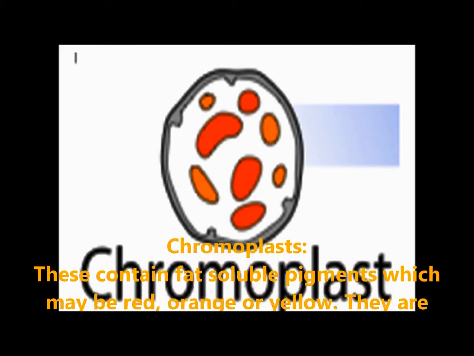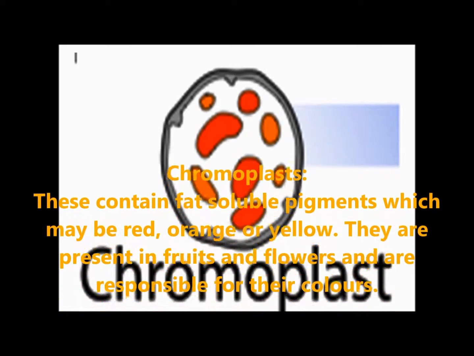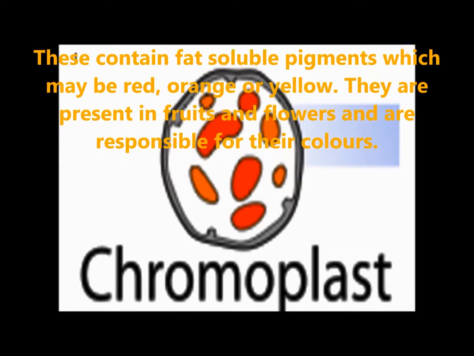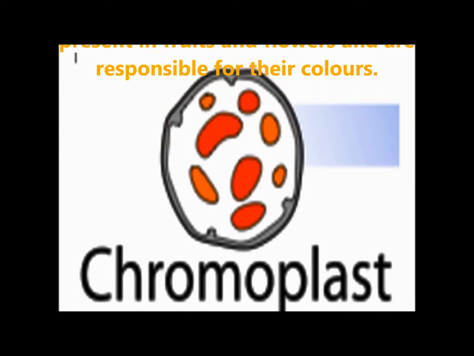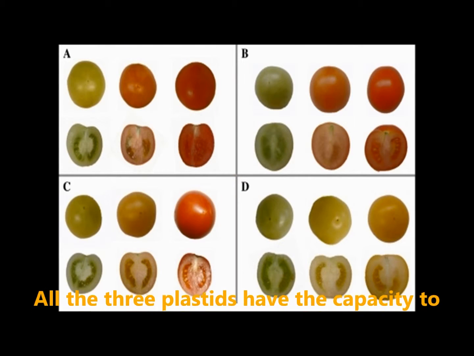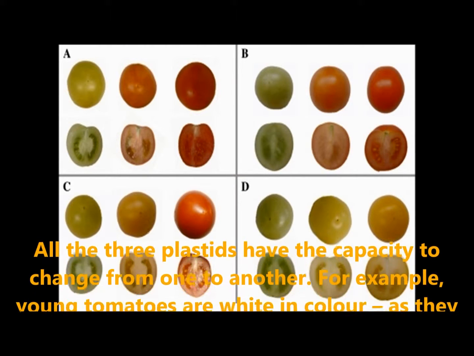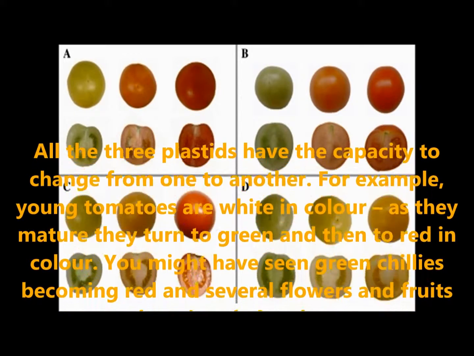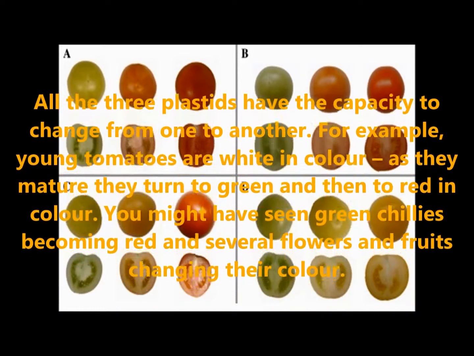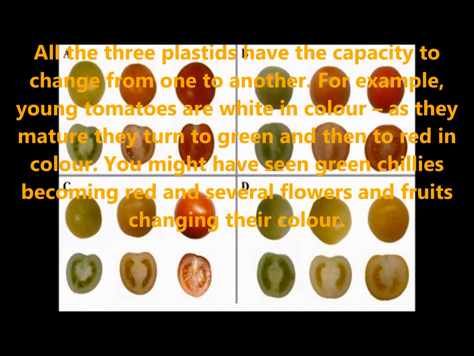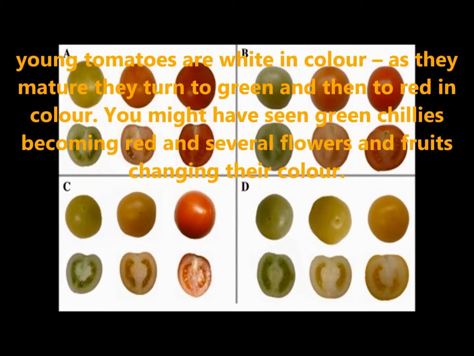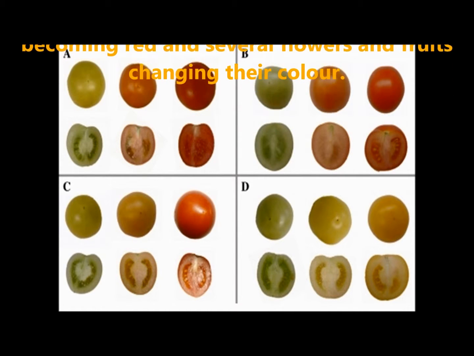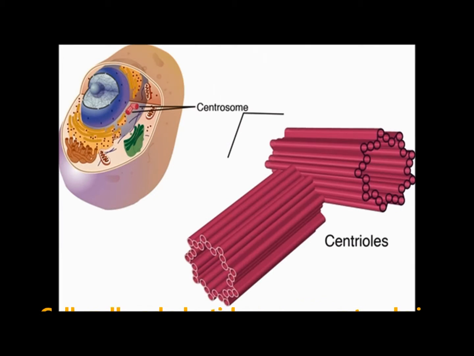Chromoplast. This contains a fat-soluble pigment which may be red, orange or yellow. They are present in fruits, flowers and are also responsible for their colors. All the three types of plastids have the capacity to change from one to another. For example, young tomatoes are white in color. As they mature, they turn to green and then they turn to red in color. You might have seen green chilies become red and several flowers and fruits changing their color.